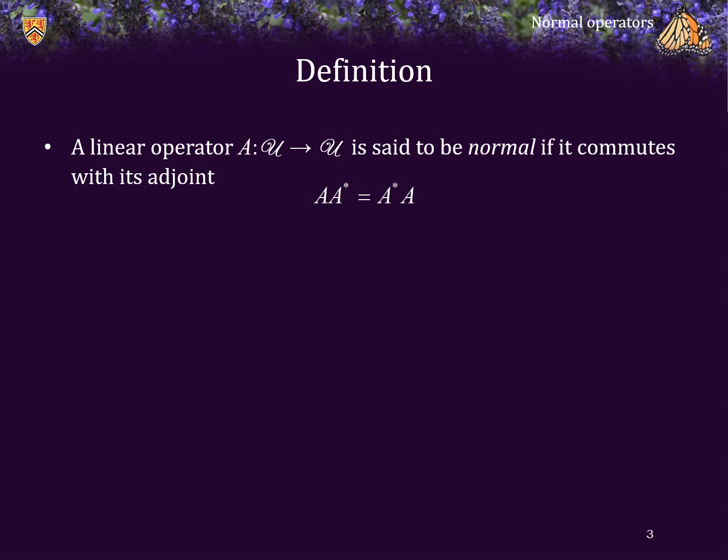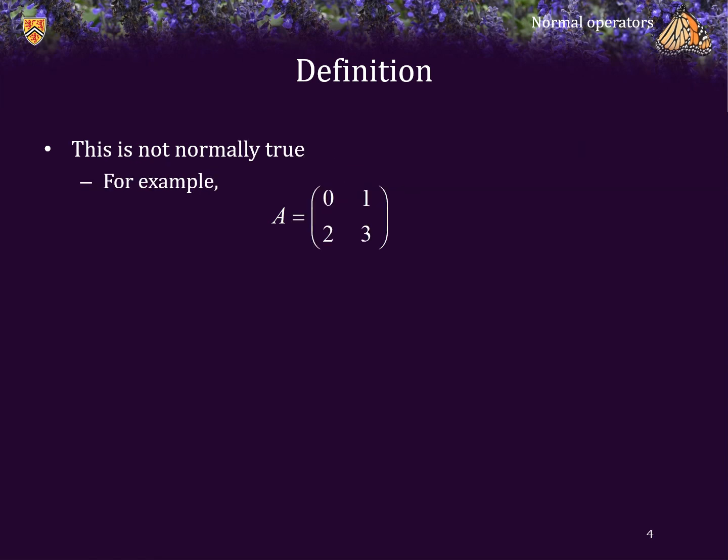Starting with a definition, a linear operator mapping a vector space to itself is said to be normal if it commutes with its adjoint. So A times the adjoint of A is equal to the adjoint of A times A. This is actually not normally true.